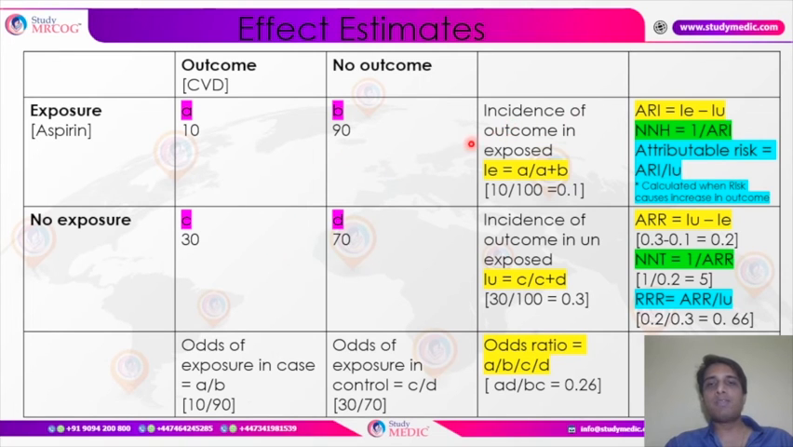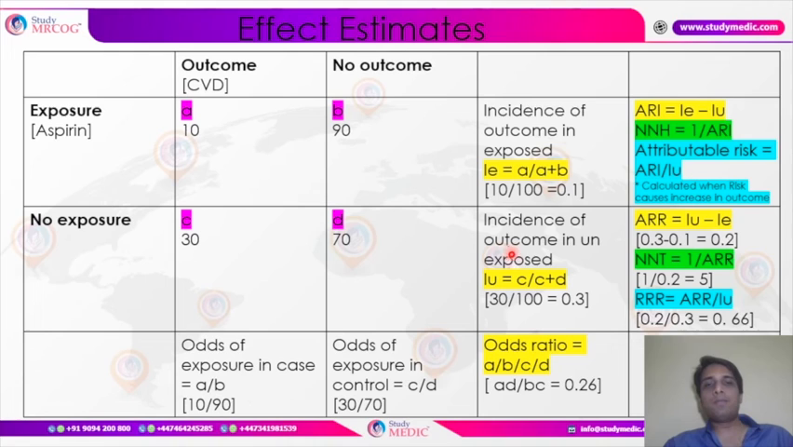Now, what is the incidence of the outcome cardiovascular disease in the aspirin group? It is 10 by 100. What is the incidence of cardiovascular disease in the unexposed group? It is 30 by 300. Now, what are the odds? Odds of cardiovascular disease in aspirin is 10 by 90. Odds in no aspirin is 30 by 70. This is odds. Then what about the incidence? Incidence is a chance or the probability. Incidence of the outcome in aspirin is 10 by 100. I already told you, incidence of the outcome in placebo is 30 by 100.